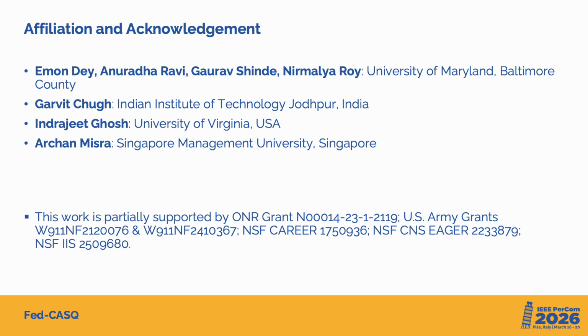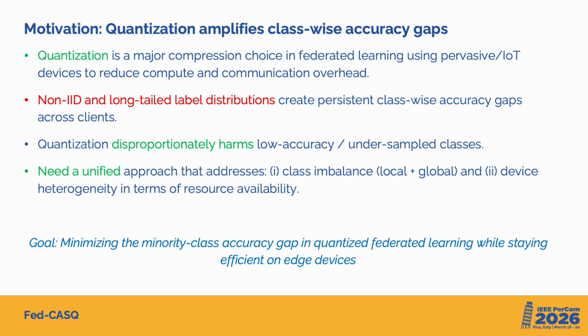Now let's jump straight into the motivation. Federated learning is a well-established decentralized training approach to deploy FL on pervasive IoT devices. Quantization to lower bits is a major compression choice to save compute and communication. But in one of our such efforts, we observed that quantization amplifies the class-wise accuracy gap. Specifically, it tends to hurt the low accuracy or undersampled classes disproportionately.